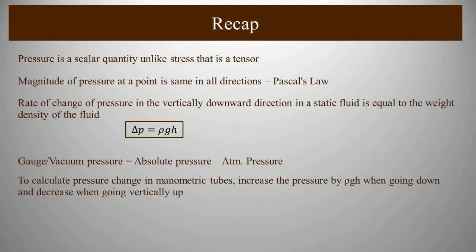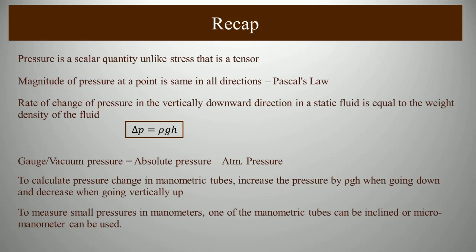Next, to calculate the pressure change in a manometric tube, we have to increase the pressure by rho g h when we are going downwards in a manometric tube and decrease it when we are going vertically up. This way we can find the difference between any two points in the manometric tubes. Next, to measure small pressure changes in manometers, one of the manometric tubes can be inclined or micromanometers can be used.